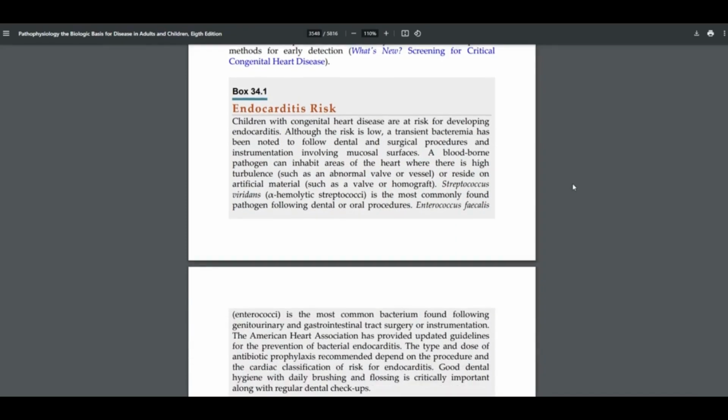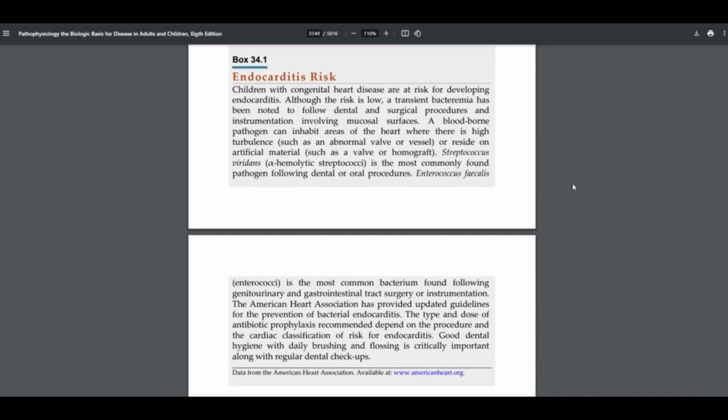So, children with congenital heart disease are at risk for developing endocarditis. Although the risk is low, a transient bacteremia has been noted to follow dental and surgical procedures and instrumentation involving mucosal surfaces. A blood-borne pathogen can inhabit areas of the heart where there is high turbulence, such as an abnormal valve or a vessel, or reside on artificial material, such as a valve or a homograft.